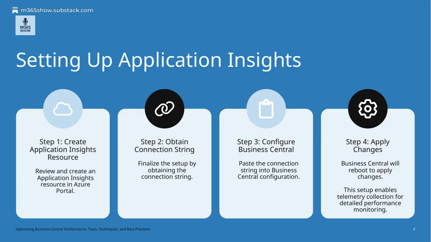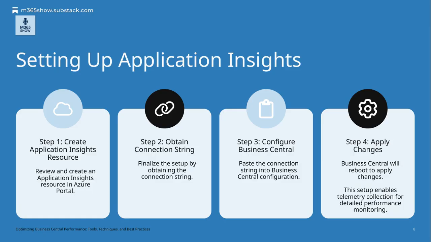This step is crucial because it sets up the monitoring environment where we can collect detailed telemetry data about our Business Central performance. Next, we need to obtain the connection string. Think of this as the key that allows Business Central to send performance data securely to our Application Insights resource. Once we have that connection string, we move on to configuring Business Central itself. This involves pasting the connection string into the configuration settings.